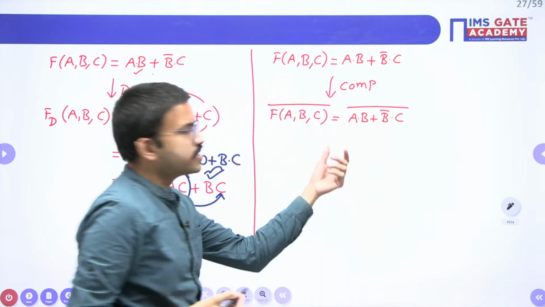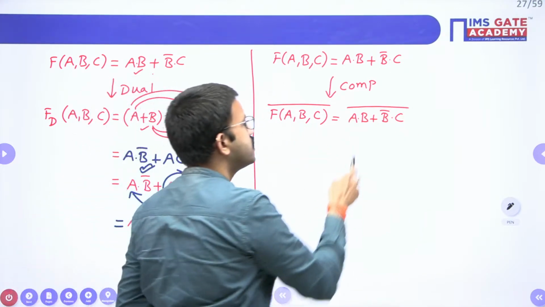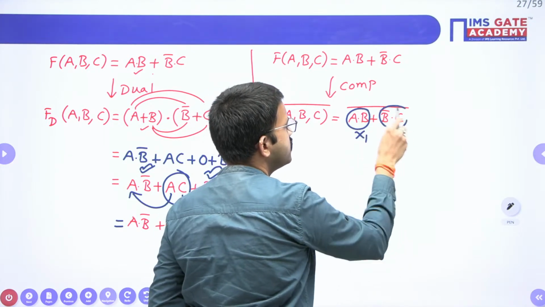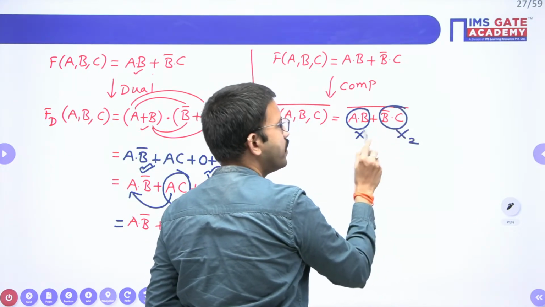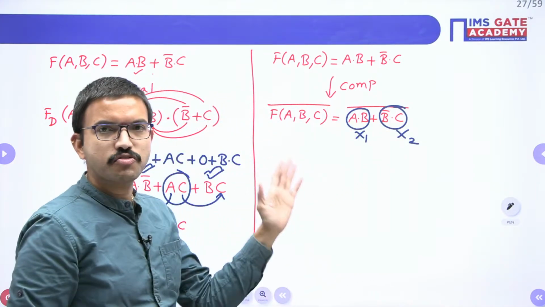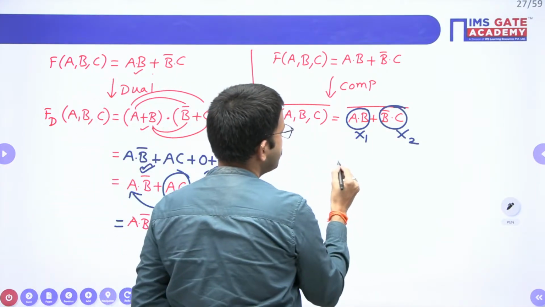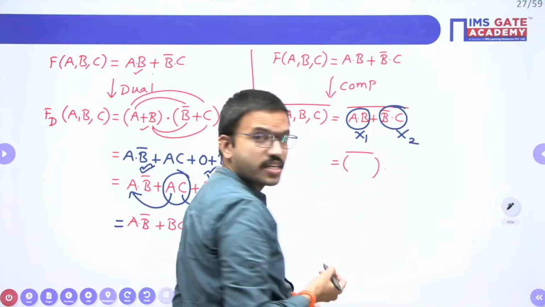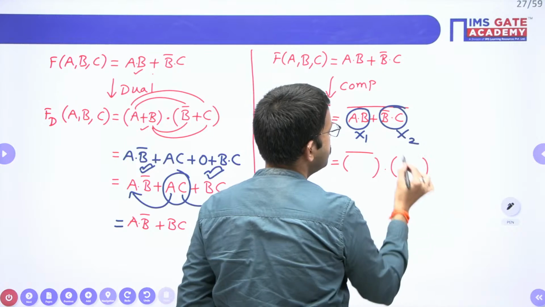So once again the same logic. Just consider this entire term as x1 and this entire term as x2. x1 plus x2 whole bar is nothing but x1 bar into x2 bar. So that means the first term complement, here logical OR is there, here logical AND will come, and the second term complement.